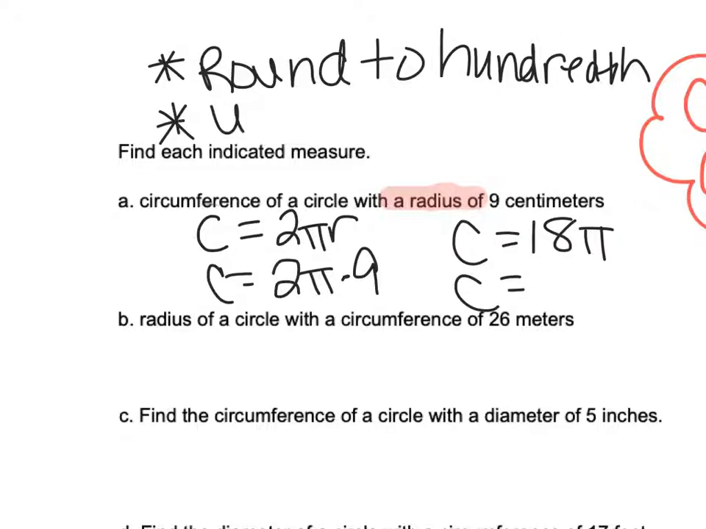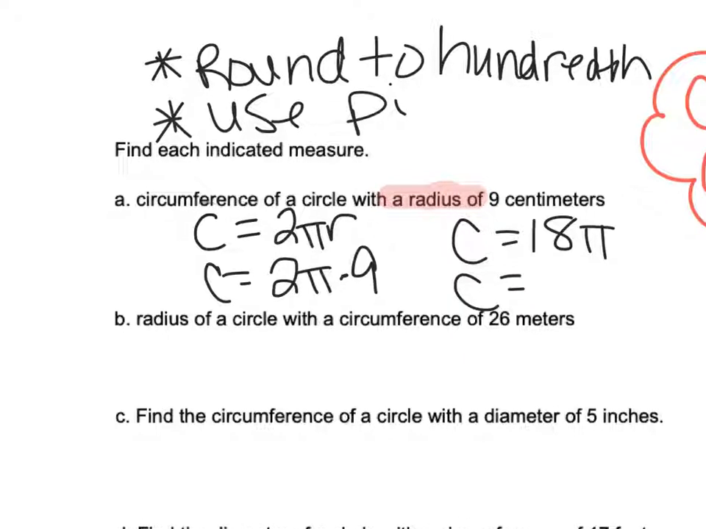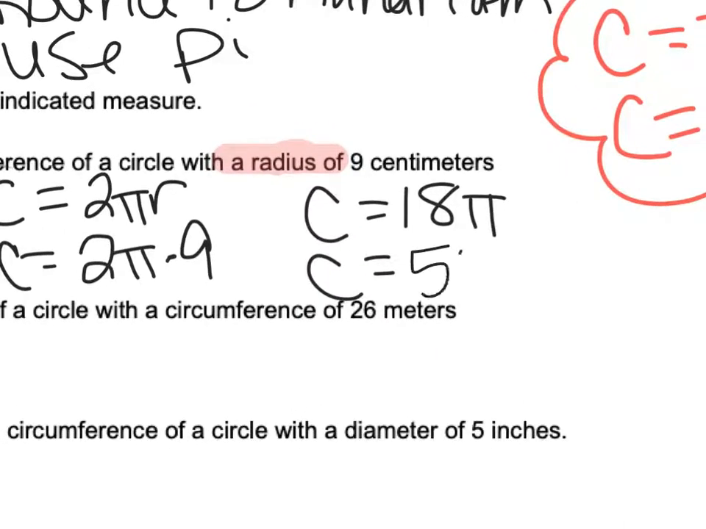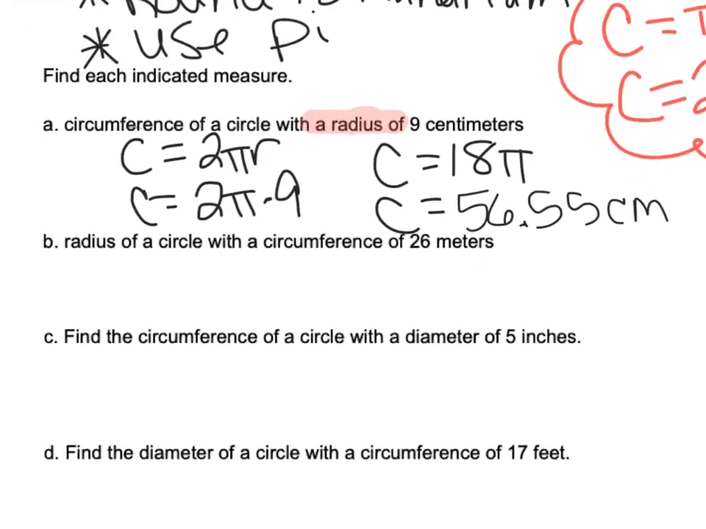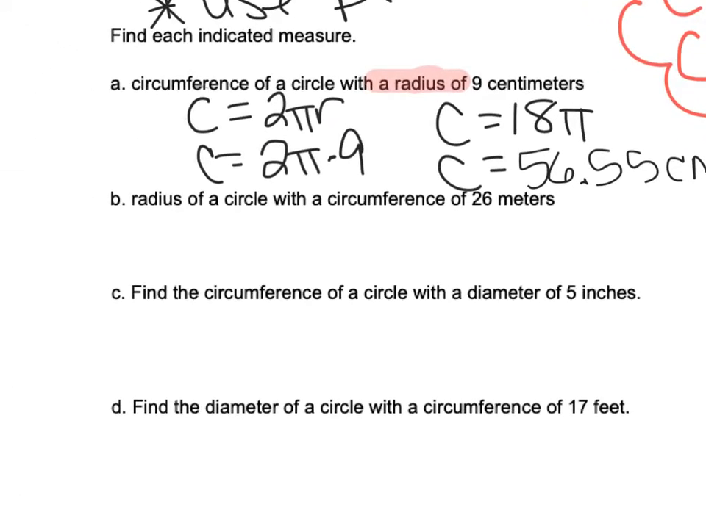And use the pi button. Okay, so you can do it on your calculator, you can use your iPad calculator, a Desmos calculator, or a handheld calculator, but if you multiply 18 times pi, you should get 56.55. And of course, this is a distance around the circle, so we want to make sure we label it with centimeters. Okay, another one, we have the radius of a circle with a circumference of 26 meters.